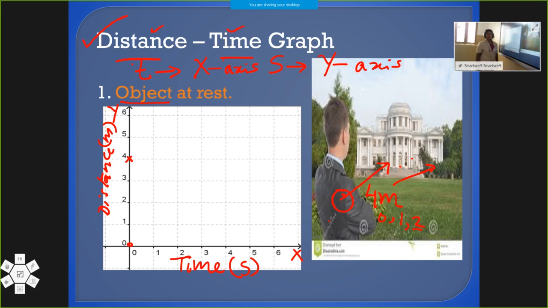So I am marking the point 4 meters from the origin. Then after 1 second, it is at a distance of 4 meters from the origin, no change. Then again after 2 seconds also it is at a distance of 4 meters, 3 seconds, 4 meters, 4 meters. Why? Because the position is not changing, the object is at rest.